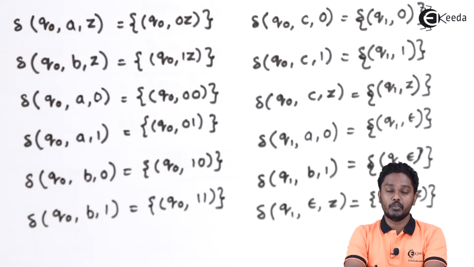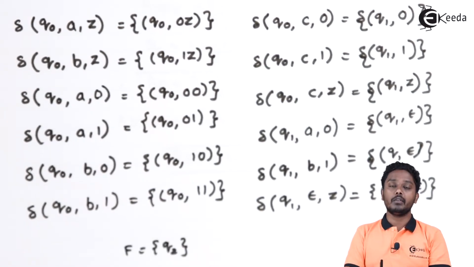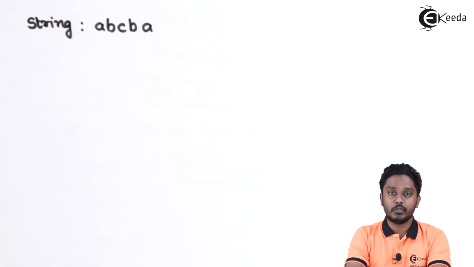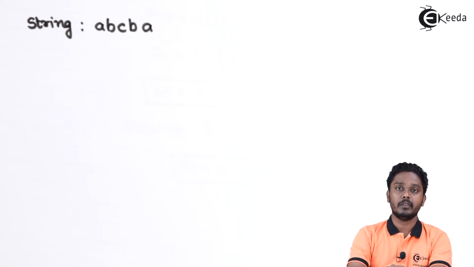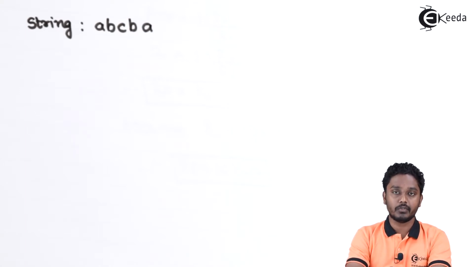Next component is Q0, which is the initial state over here. Z was the top of the stack initially. The final state F that we are going to use over here is Q2. So we have defined all the components. Now let us try to run one string on this machine. Let us say the string that we are using is ABCBA. We are using instantaneous description notation, that is ID notation, in which we are using configurations of the states.